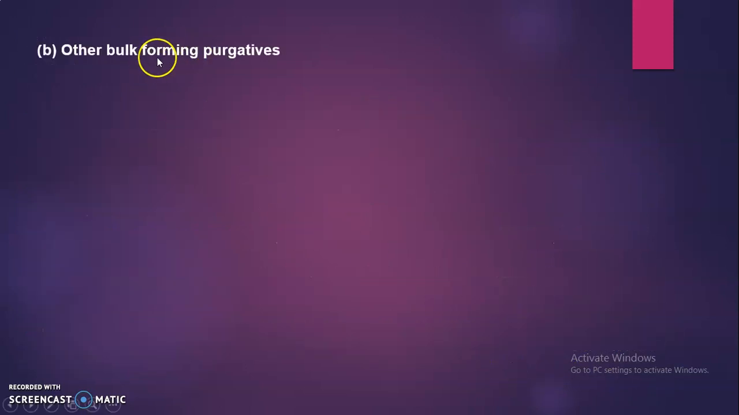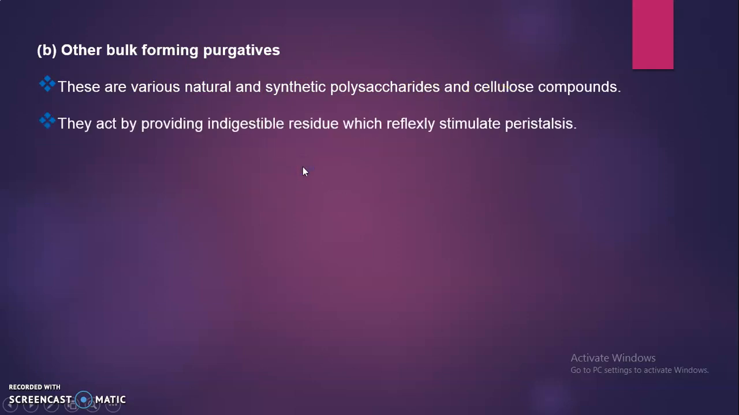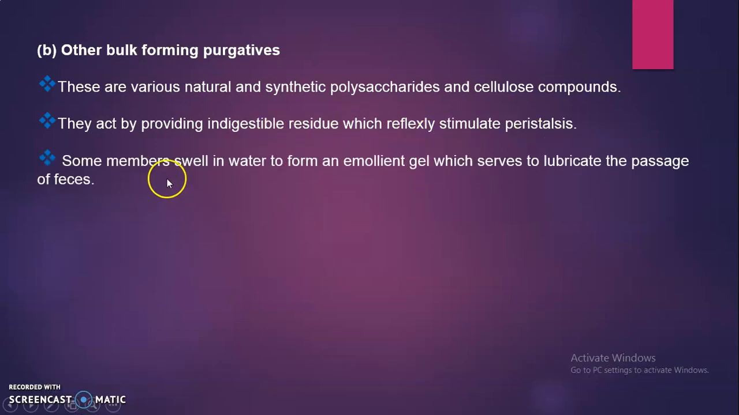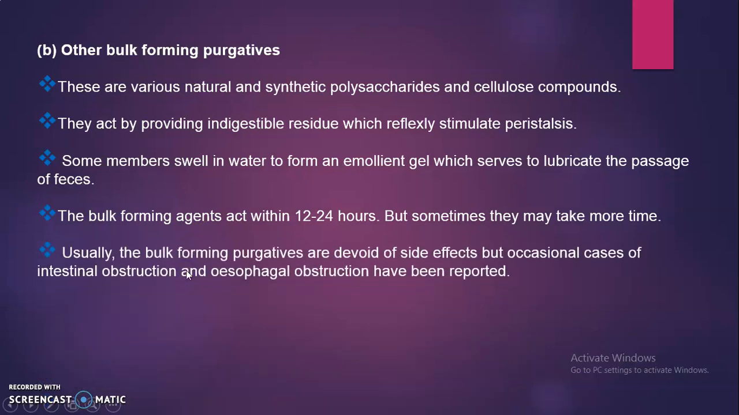Then we see the other, bulk forming purgatives. These are various natural and synthetic polysaccharides and cellulose compounds. They act by providing an indigestible residue which reflexly stimulates peristalsis. Some members swell in water to form an emollient gel which serves to lubricate the passage of the feces. In this way, these bulk forming purgatives do their action. The bulk forming agents act within 12 to 24 hours, but sometimes they take more time also.